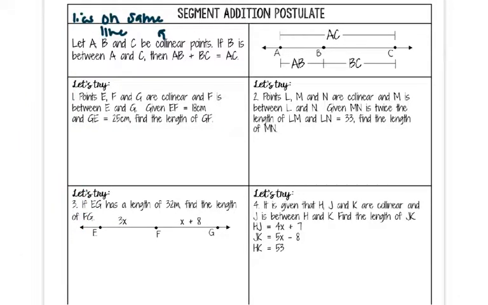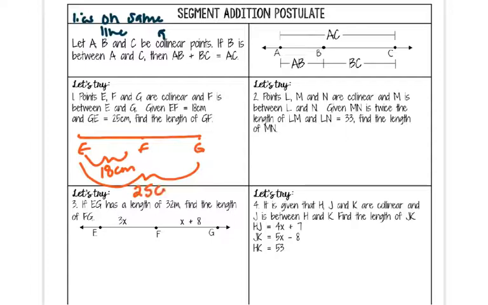So let's do a couple problems involving this. Points E, F, and G are collinear, and F is between E and G. Given that EF is 18 centimeters, and GE is 25 centimeters, so the entire line is 25 centimeters, find the length of GF. This is what we're looking for right here.